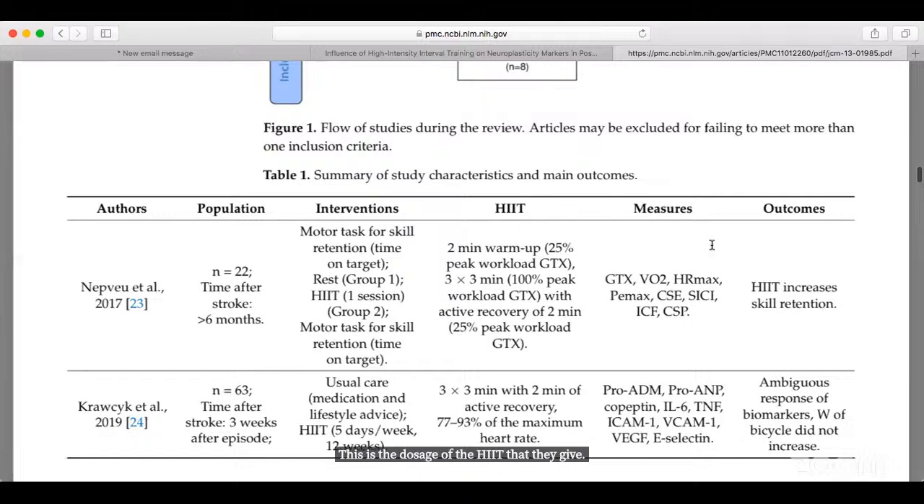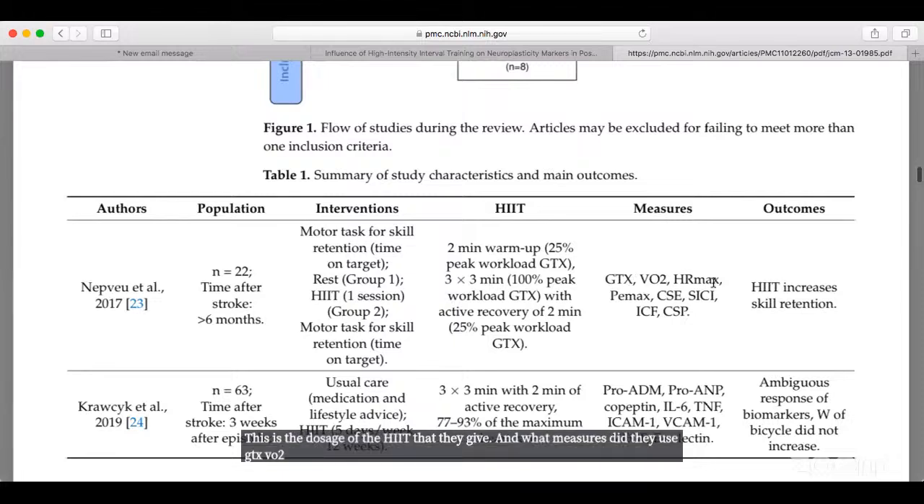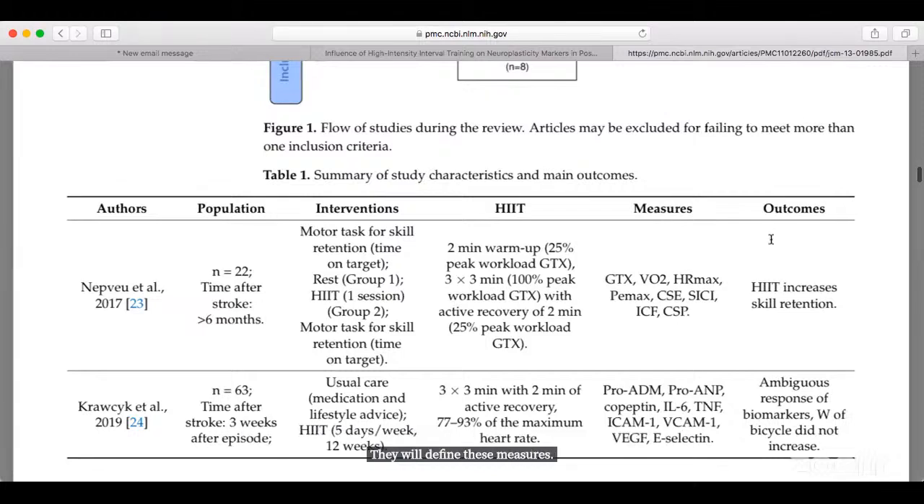And what measures did they use? GTX, VO2, HR max, Pmax, CSE, SICI, ICF, CSP. They will define these measures. And the outcome: HIIT increases skill retention. If we go back to this paper, Nepview et al., it will give more details and explanations about this.